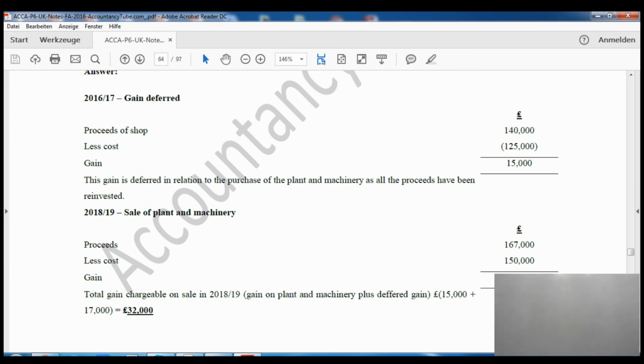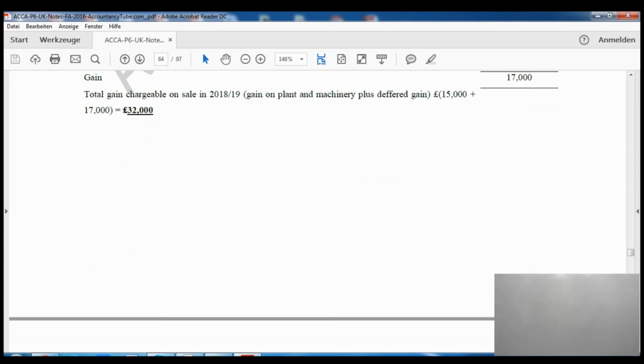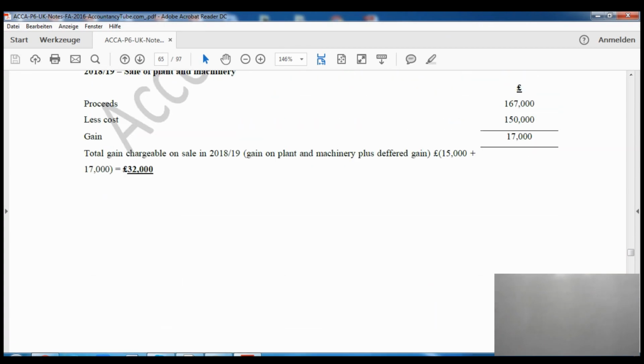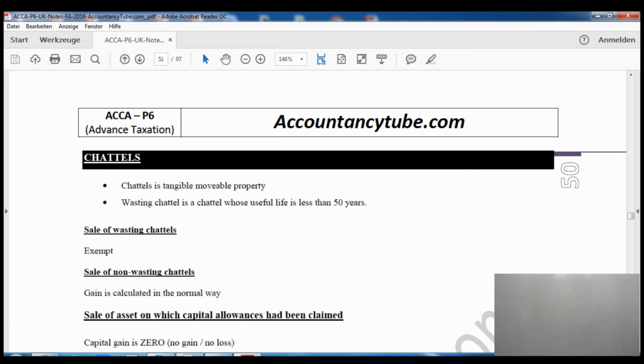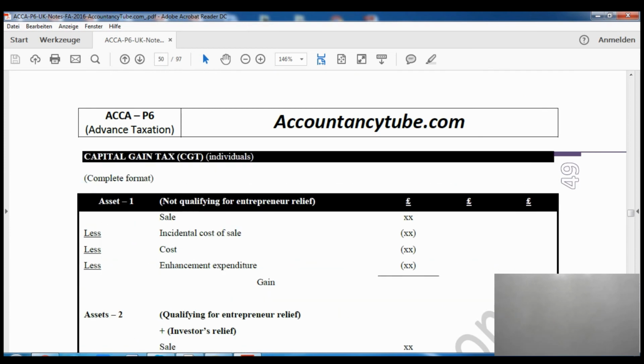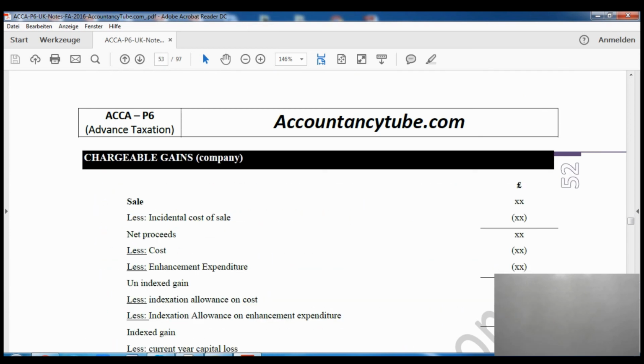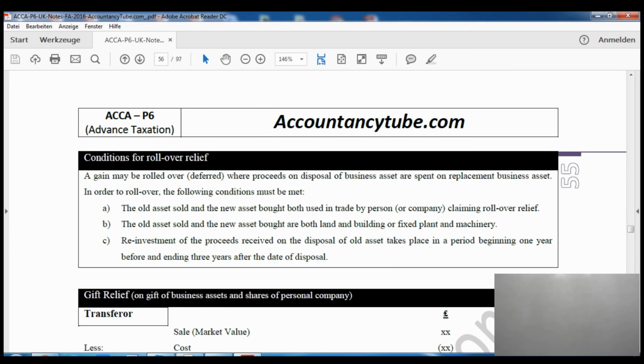So sales was £167,000, cost was £150,000, and the gain is going to be £17,000. Now the earlier gain which we have deferred, £15,000, that will be added in this gain, and we'll have to pay capital gains tax on both of them, and the total is going to be £32,000 on which we have to pay capital gains tax. Right? Right then.